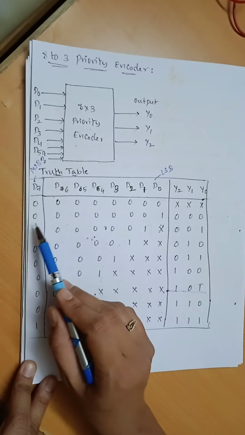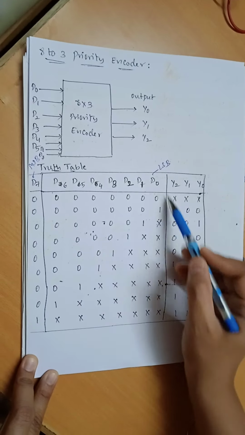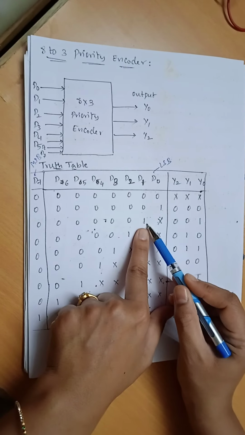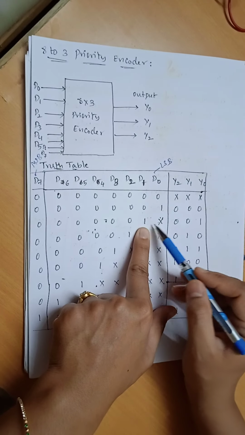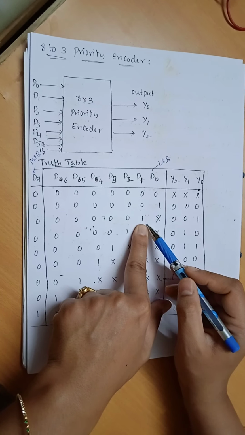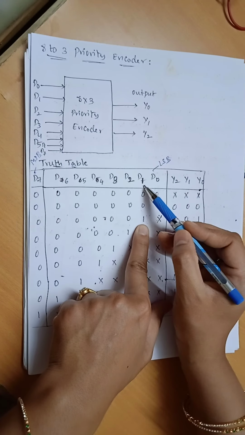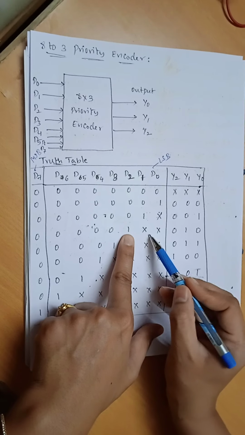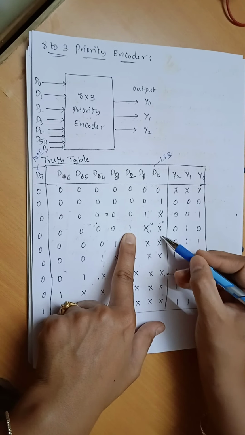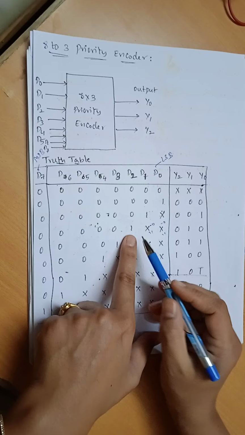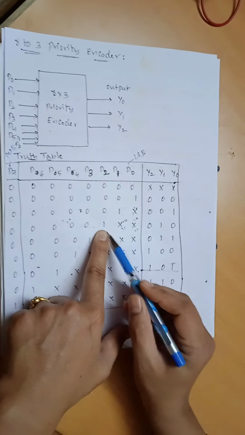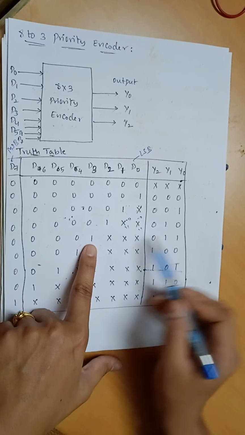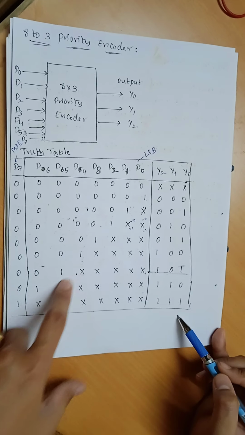Let us start from here. For all zeros and the last bit 1, the output will be 0, 0, 0. Wherever you have 1, the highest order priority of 2 power n will be taken into account. So here we have 1 at 2 power 1, so the output will be 0, 0, 1. In the same way, here 1, whether the others are 0 or 1, priority will be given to the highest order 2 power n. So D2 will be taken into consideration, and we have 0, 1, 0. In the same way, we can see all other cases.